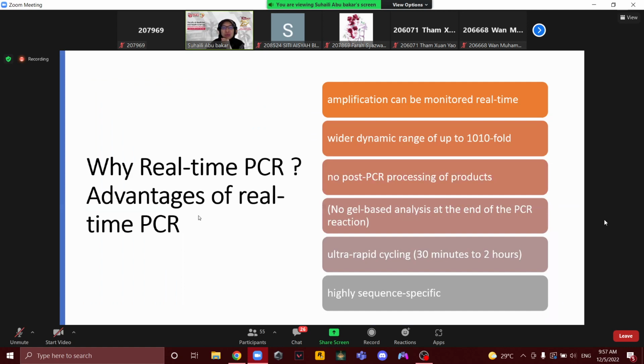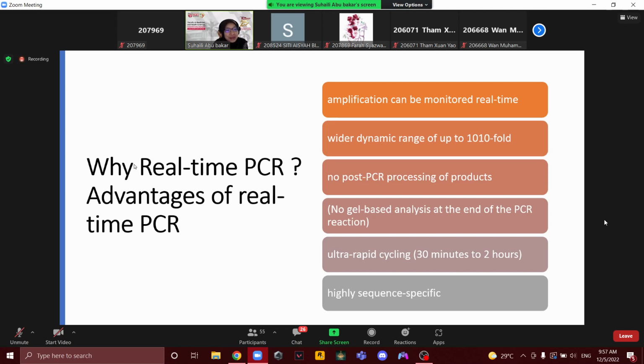Okay. Alright. So why real-time PCR? Why? These are the advantages of real-time PCR. This is the list of the real-time advantages. You can monitor in real time. If you want to monitor in real time, what do you need to have? Extra equipment, extra accessories. When you want to monitor the amplification in real time, you want to see it, what can you use? What is the additional equipment that you need to have?